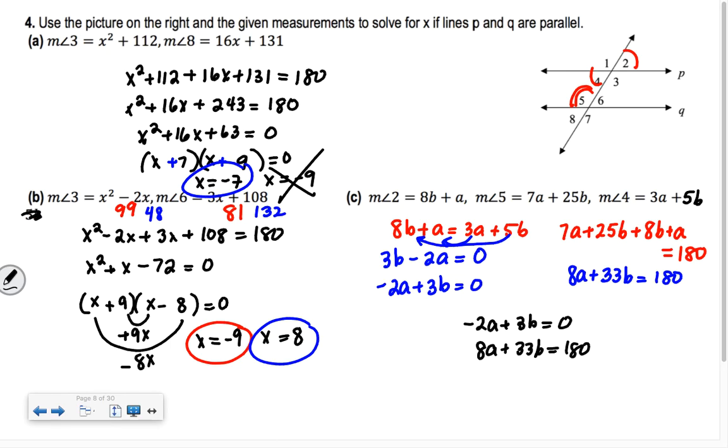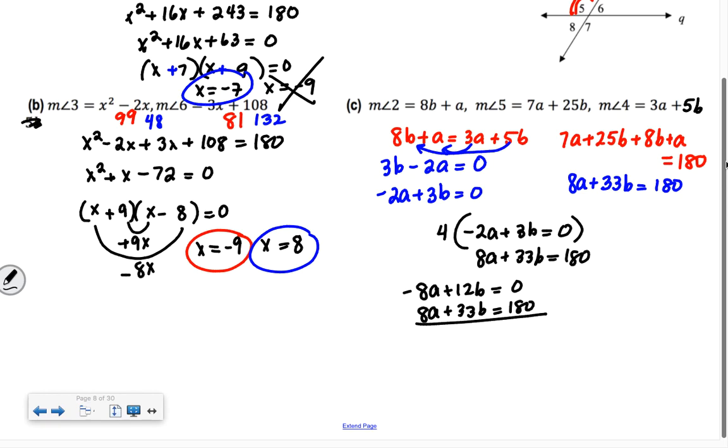So how do I want to adjust? What do I want to multiply the top one by? You could do a couple different things. You could do either 4 or negative 11. I'm going to do 4. I keep it as small as possible. So I have negative 8a plus 12b equals 0, and I have 8a plus 33b equals 180. Doing that allows me to add straight down. So the a's go away. The b's become 45b equals 180. So b is 4.